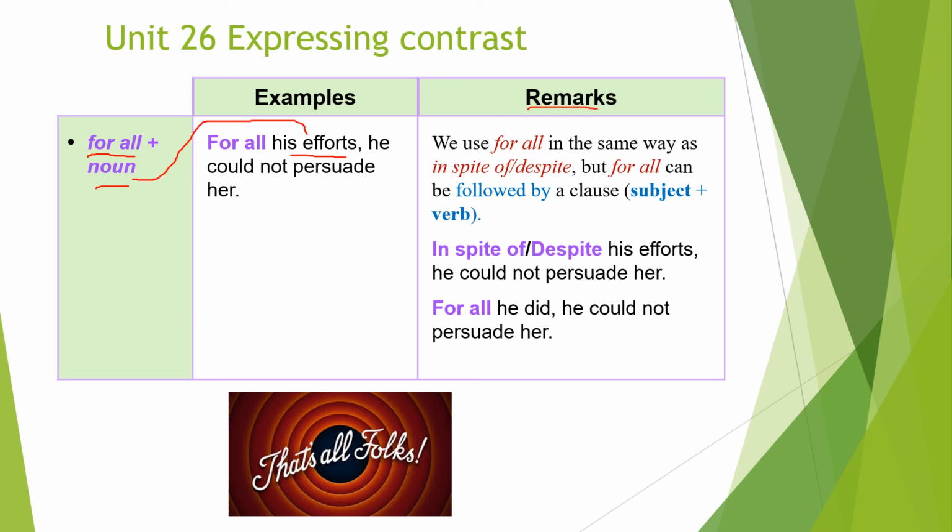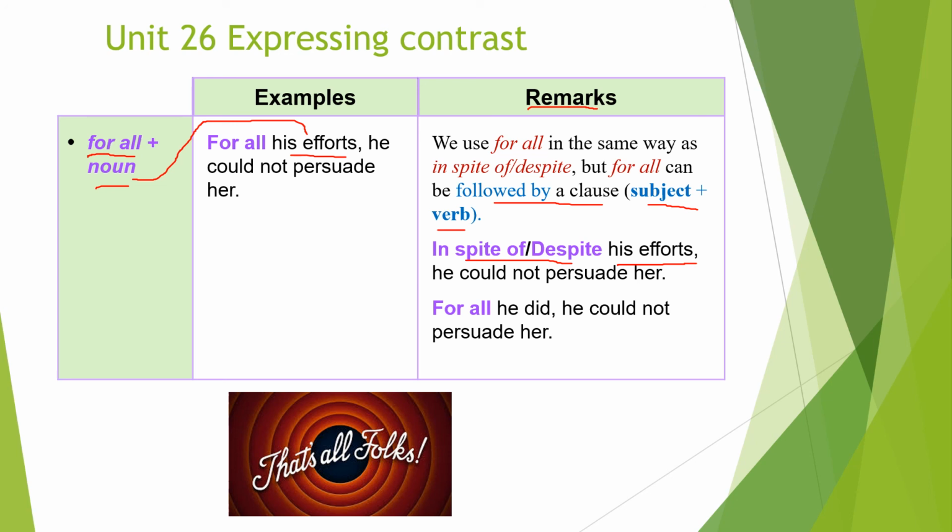We use for all in the same way as in spite of or despite. But for all can be followed by a clause, which is something special. A clause means we have a subject and then a verb, similar to a sentence. Let's look at these two examples. In spite of or despite his effort. Can you see the noun? Effort is a noun. So although he had put in so much effort trying to persuade her, he still could not persuade her.